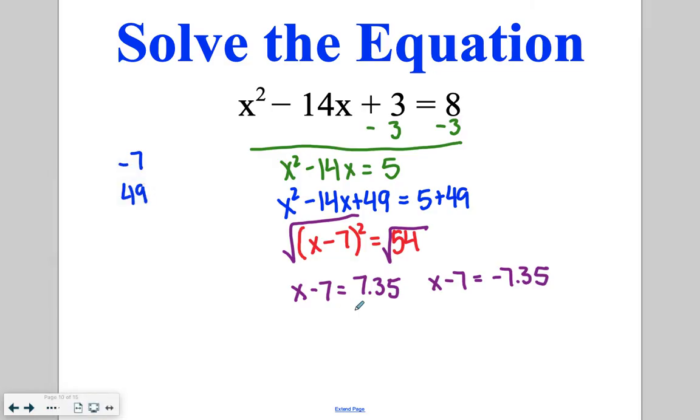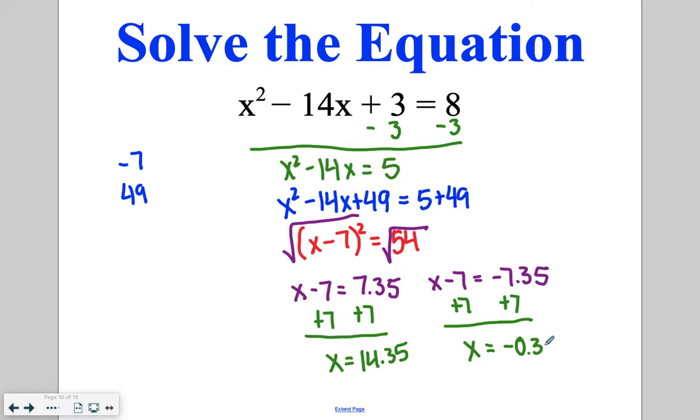For both scenarios, you're going to add 7 to both sides of the equation. And when you do that, for the first one, you're going to get x is equal to 14.35. And for our second answer, we are going to get x is equal to negative 0.35.